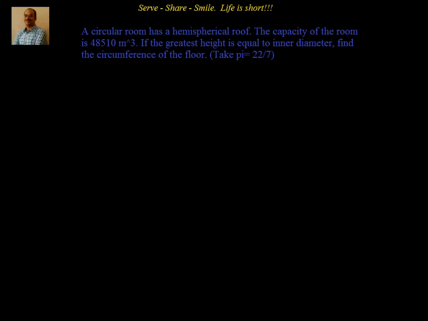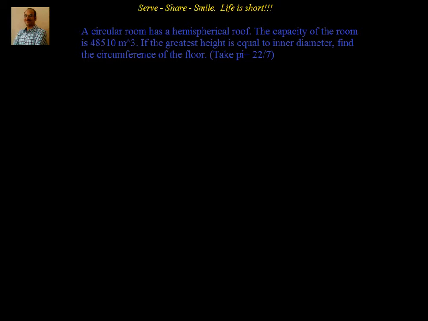In this session, let us try to solve this example together. Surface areas and volumes, mensuration for 9th or 10th grade. A circular room has a hemispherical roof. The capacity of the room is 48,510 meter cube. If the greatest height is equal to inner diameter, find the circumference of the floor.